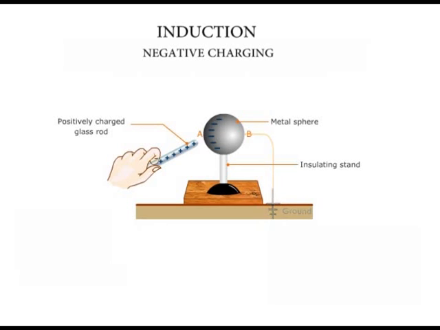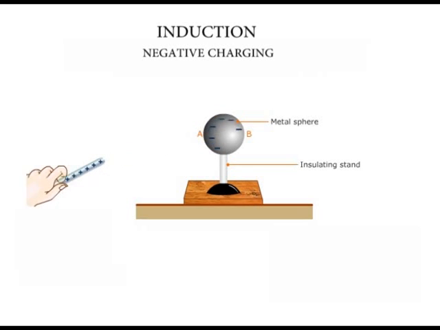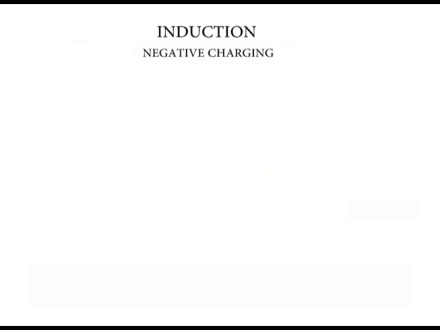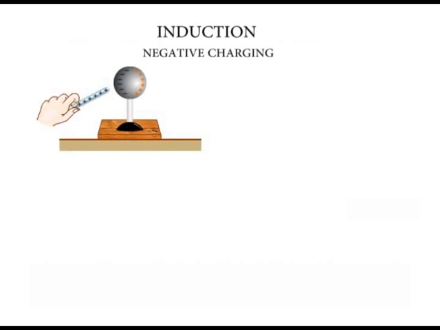If the earthing is removed, the electrons remain at A due to the influence of the positive glass rod. Upon removal of the glass rod, negative charges redistribute throughout the sphere. Again, here is a summary of the induction process.